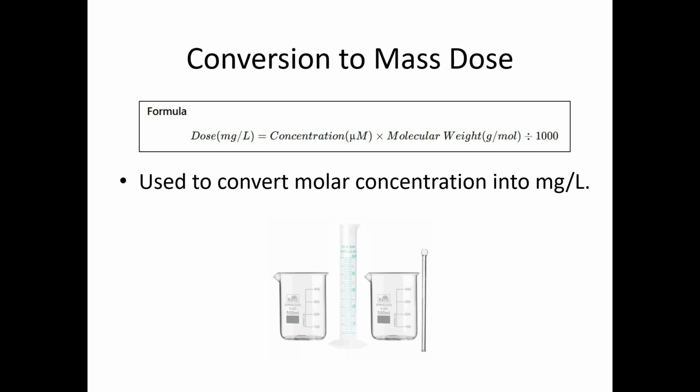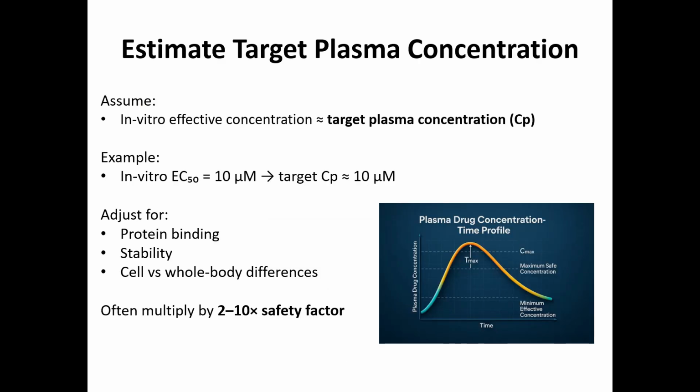For conversion to mass dose, we have the formula: dose in mg per liter equals concentration in micromole times molecular weight in gram per mole, divided by 1000, used to convert molar concentration into mg per liter. So this formula we will use later in this video and we will see the example. But before that we will see some points.